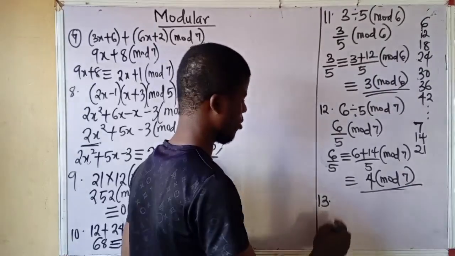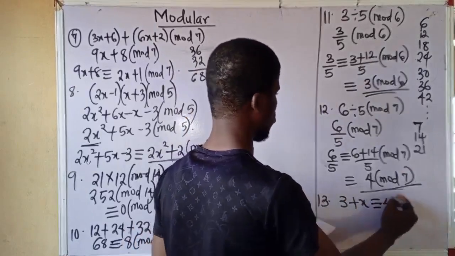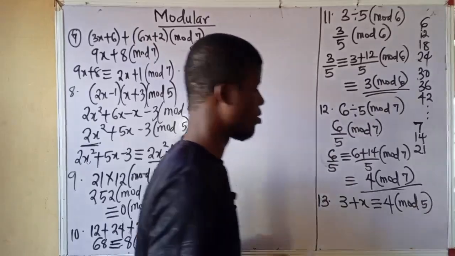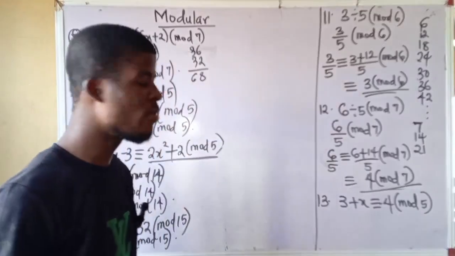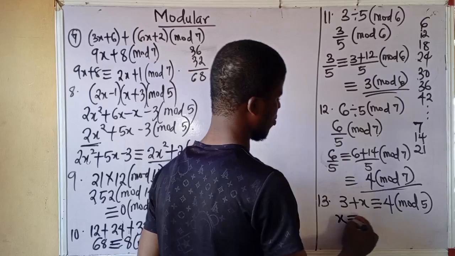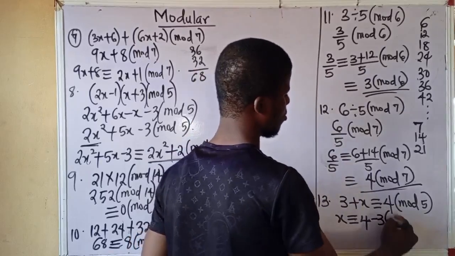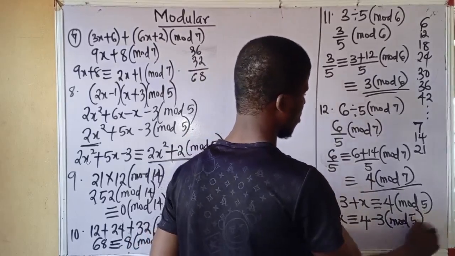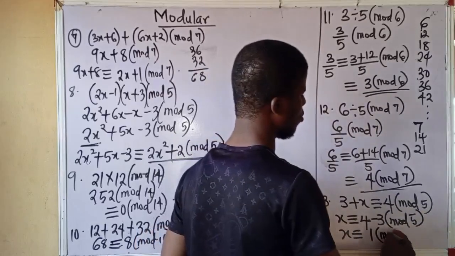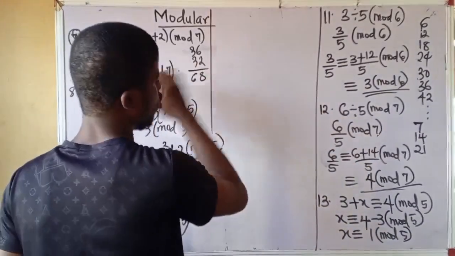How do I solve this? 3 plus x congruent to 4 modulo 5. It's easy. I'll solve it like an equation. x is here. It will be congruent to 4. 3 will cross over to become a minus, modulo 5. 4 minus 3 is 1. So x is congruent to 1 modulo 5. That's it.